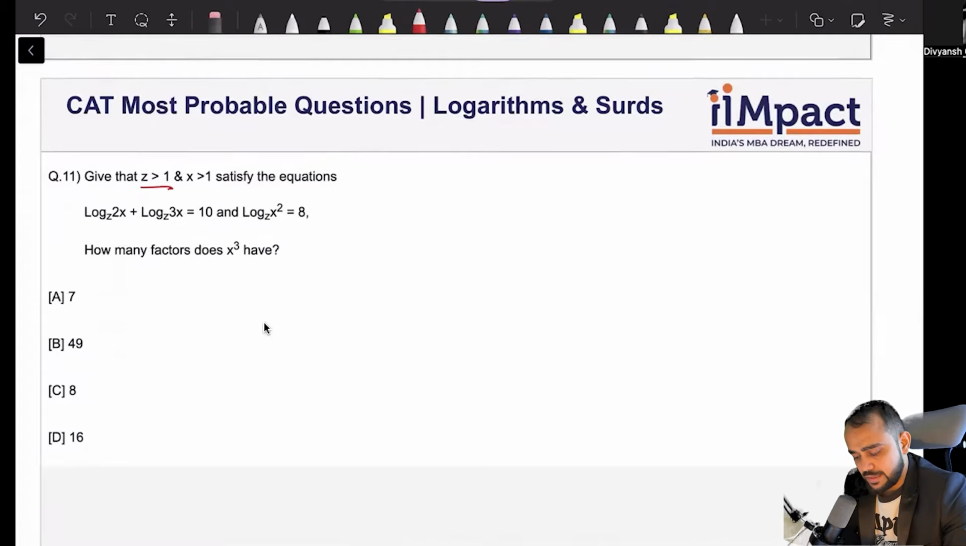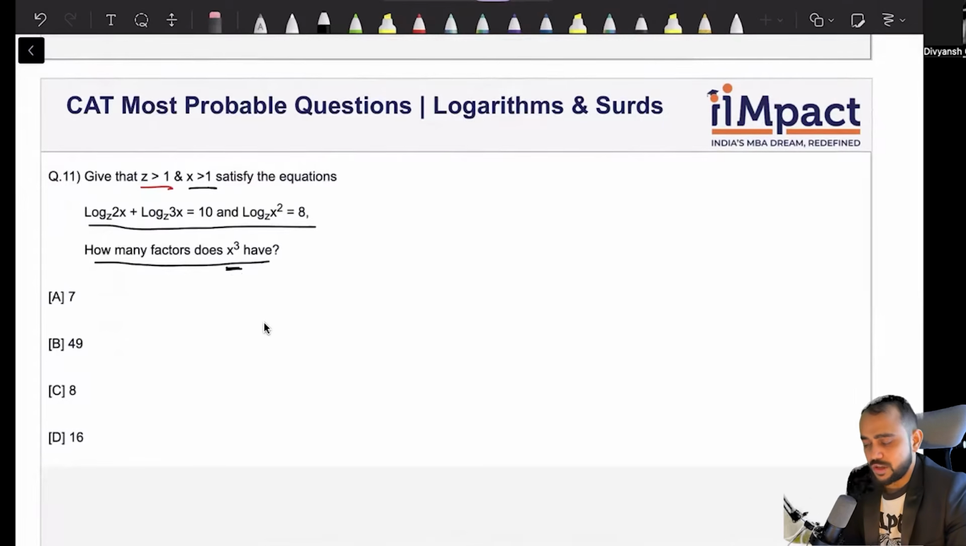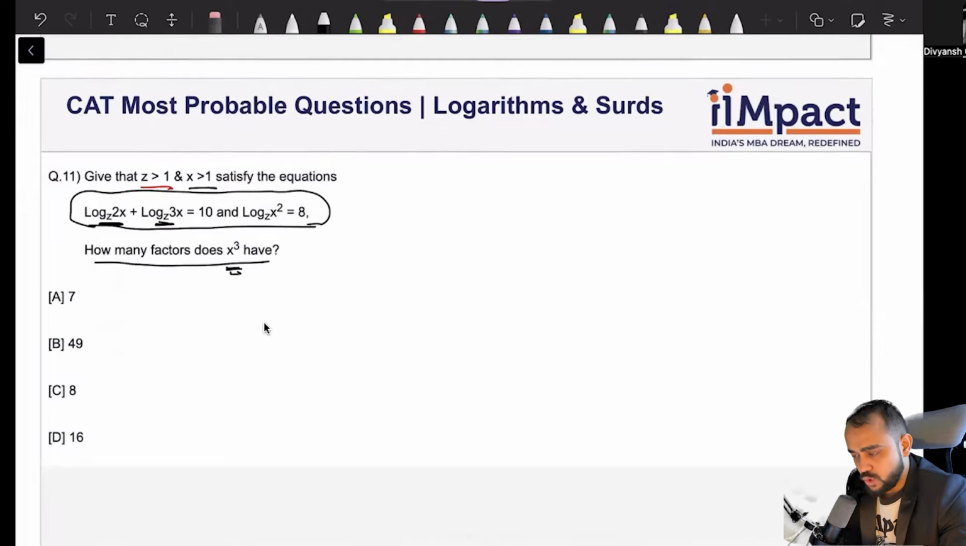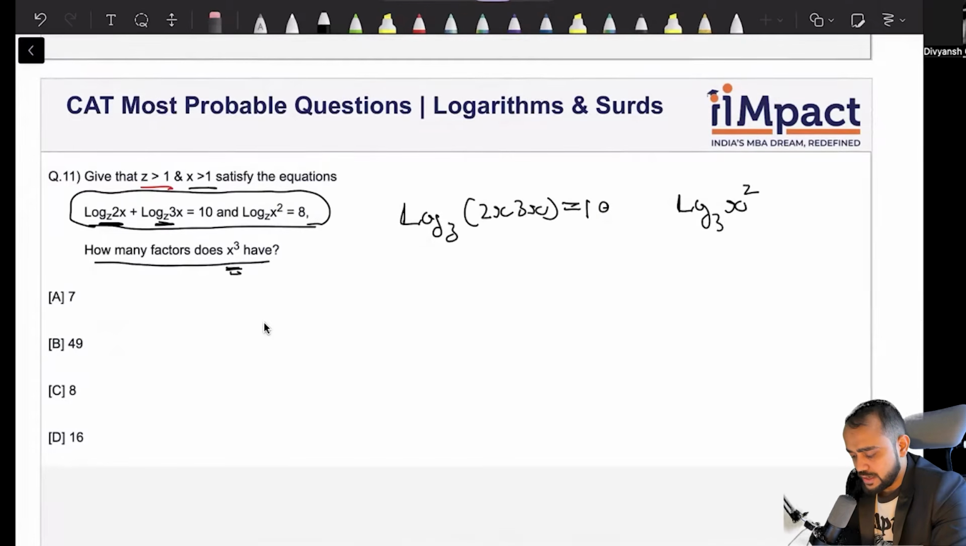z is greater than 1, x is greater than 1, and they satisfy these equations. How many factors does x cube have? Because they are talking about factors of x cube, it means I have to arrive at a value of x, right? Which means I have to get rid of the log. So the bases are same in the first equation, so I can simply write 2x into 3x. I can write this as log of 2x into 3x base z is equal to 10, and the second equation gives me log of x square base z is equal to 8.